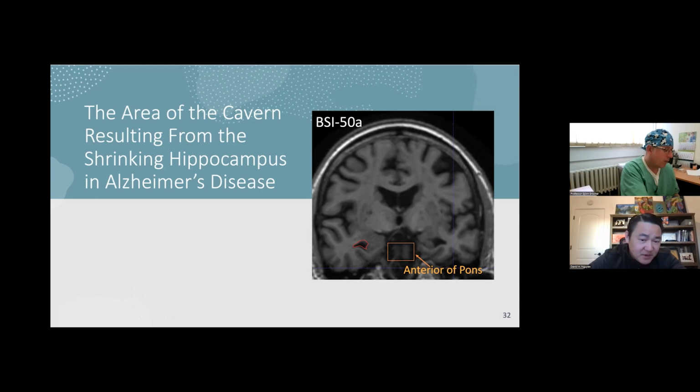So Alzheimer's affects the hippocampus, right? The place where memories originate. And as we age normally, the hippocampus shrinks. But with Alzheimer's, it shrinks even faster. And when it shrinks, it leaves an open space. And for us, what we measure is this open space instead of measuring the hippocampus.